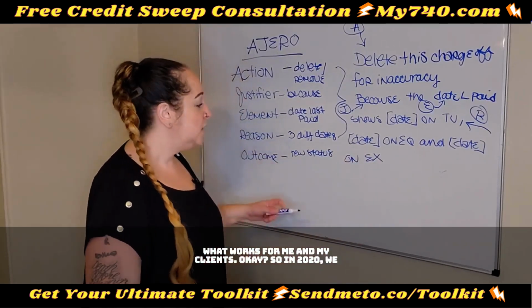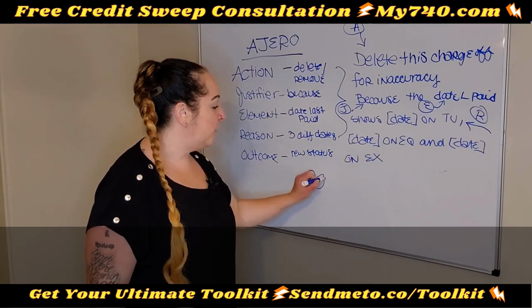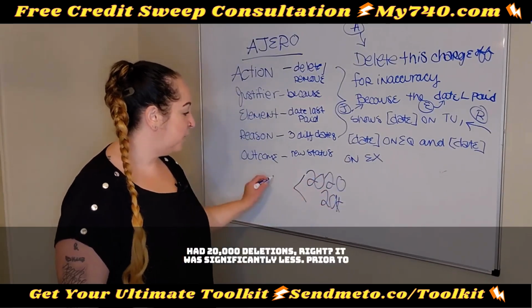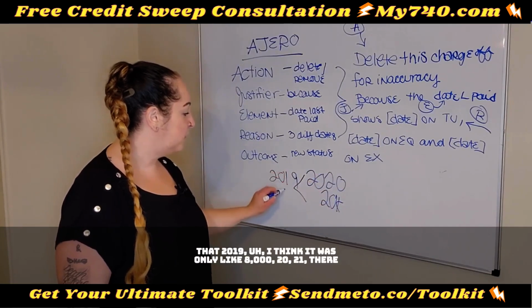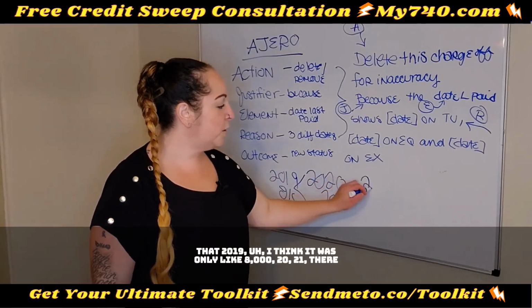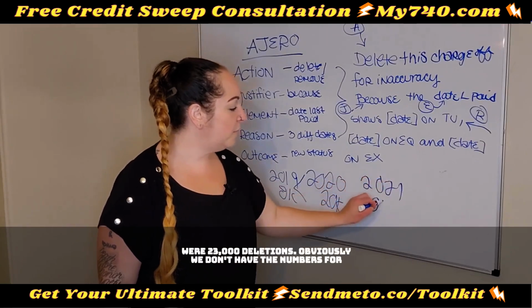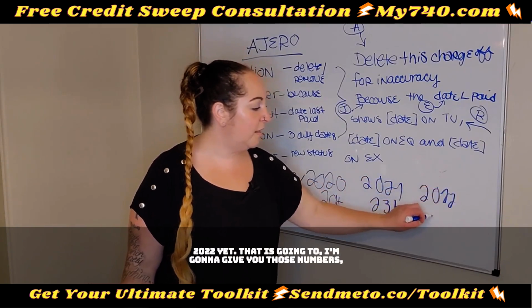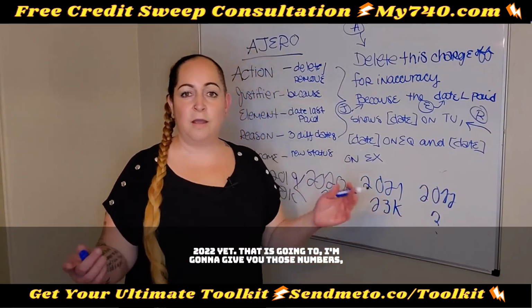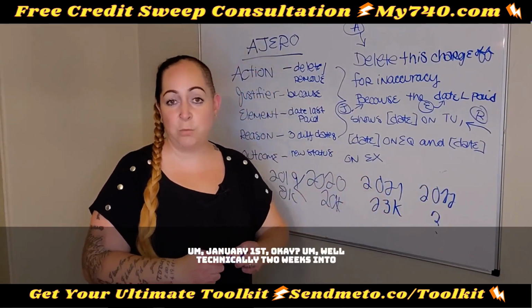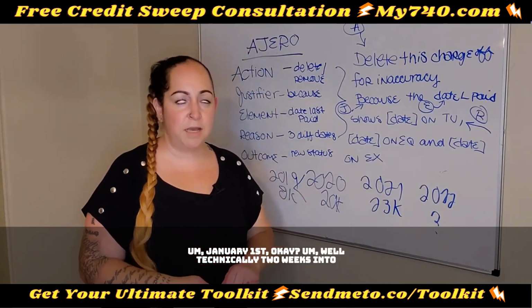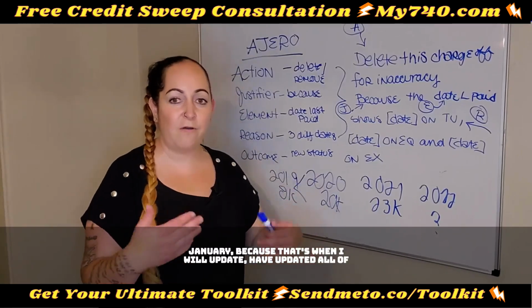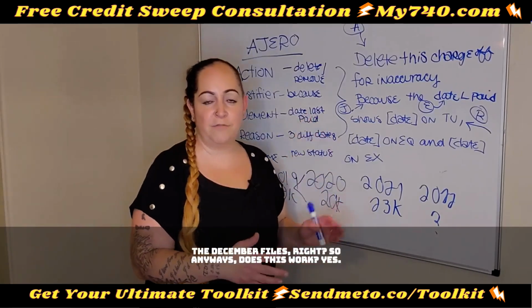and my clients, okay? So in 2020, we had 20,000 deletions, right? It was significantly less prior to that. 2019, I think it was only like 8,000. 2021, there were 23,000 deletions. Obviously, we don't have the numbers for 2022 yet. I'm going to give you those numbers January 1st, okay? Well, technically 2 weeks into January because that's when I will have updated all of the December files, all right?